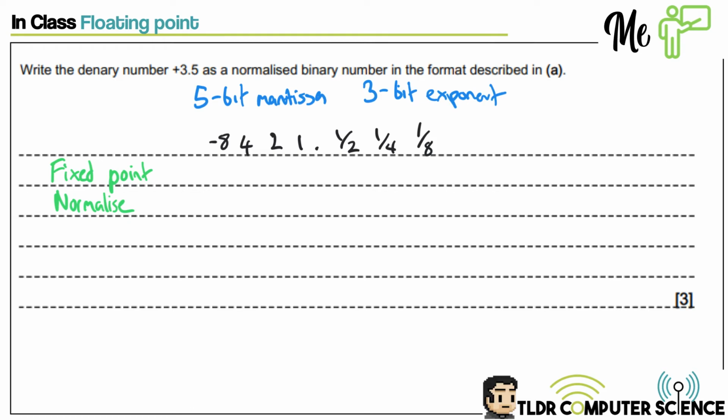So let's go through in here. Positive 3.5, so no negative 8s: 0, 1, 1, 1, 0. Now I'm holding the number in fixed point, but I want to put it into normalized floating point. Why is that not normalized? Because to be normalized, it needs to start with 0.1 if it's positive, and it is positive.